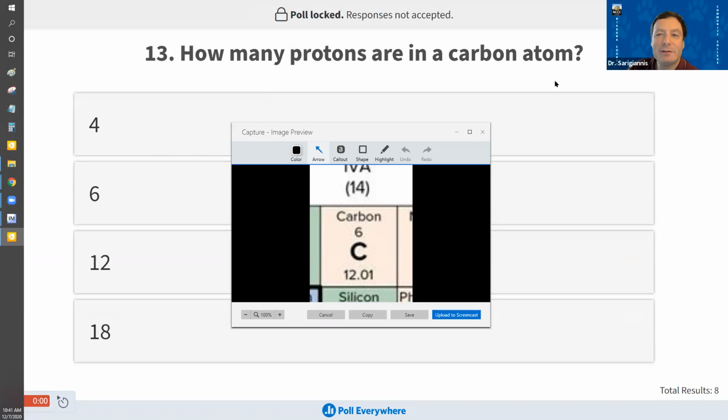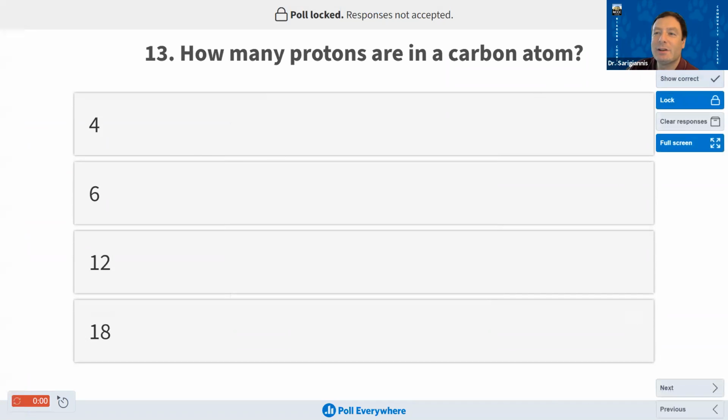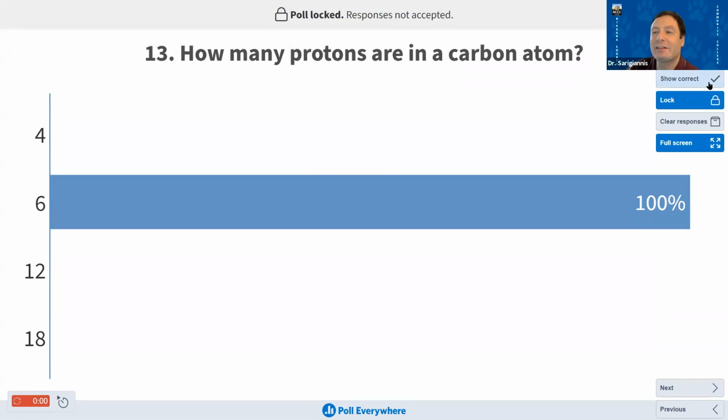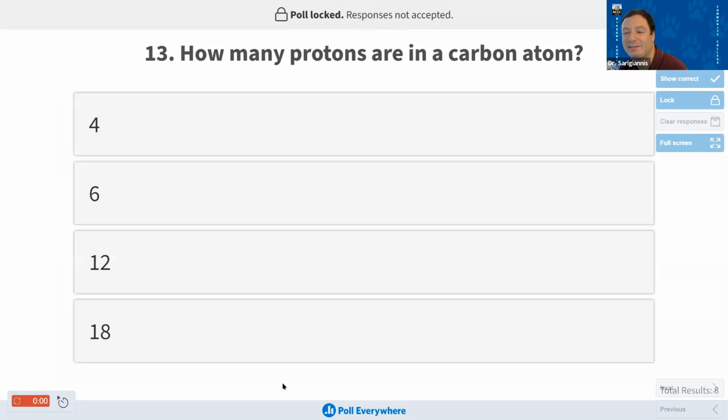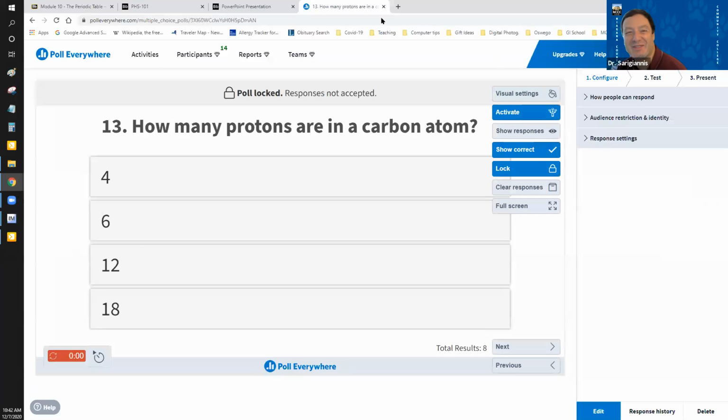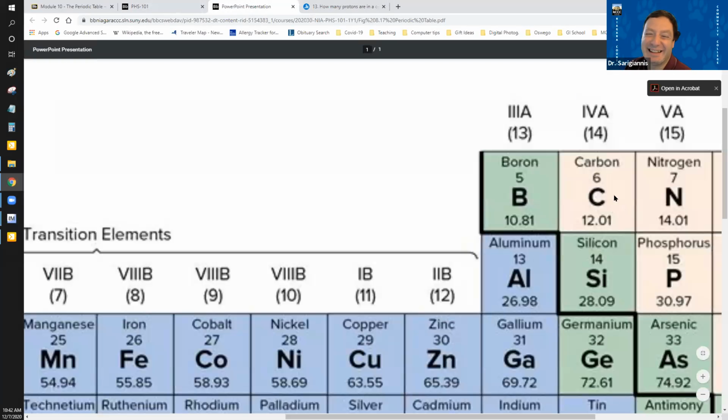All right. Let's see what the responses were. Yes, 6. 6 is the correct answer. So that's good. At least 8 of you know how to read off of the periodic table.